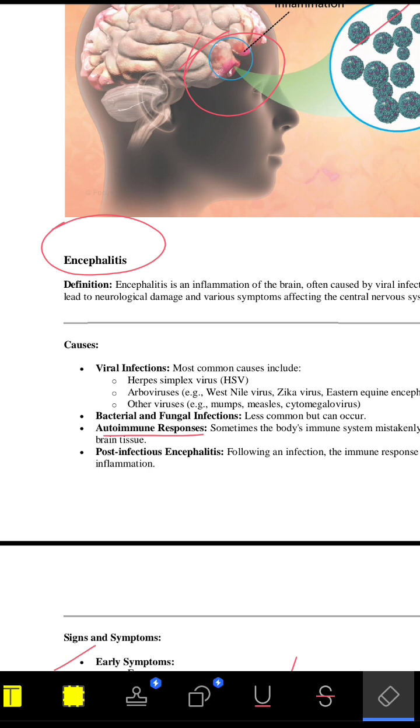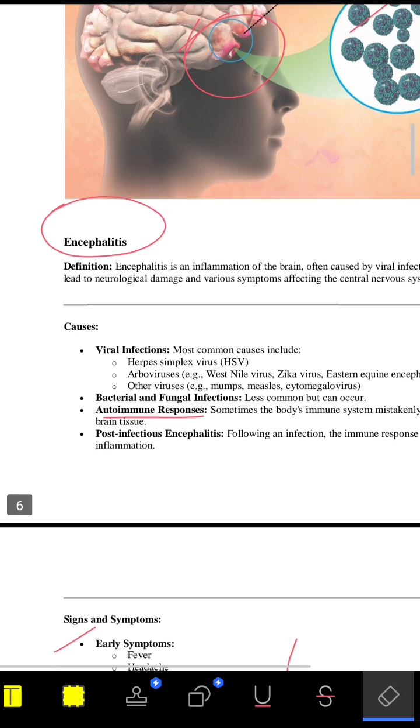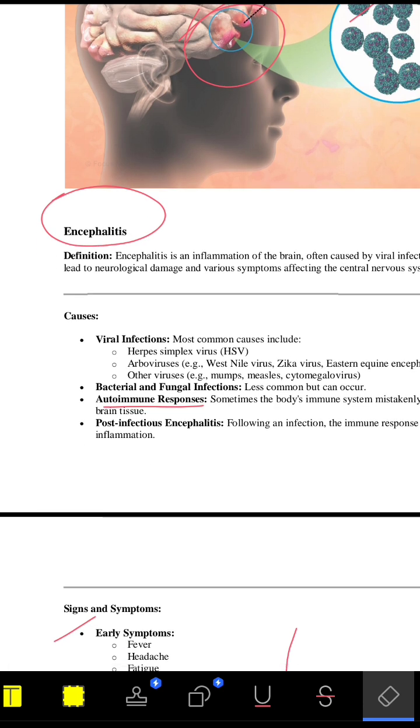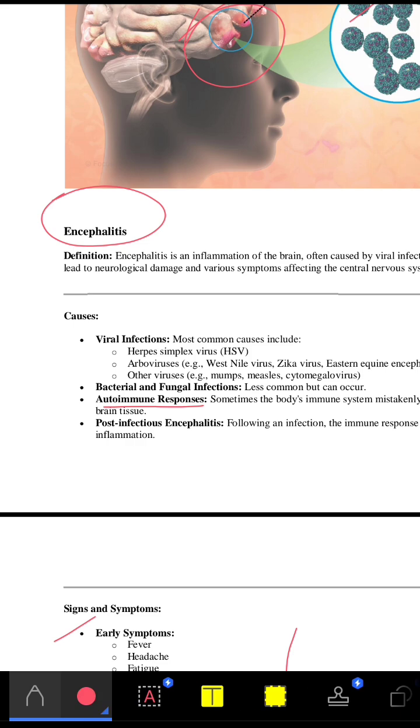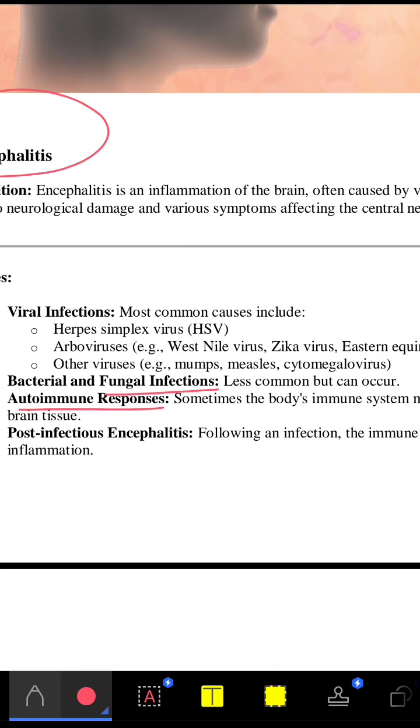Bacterial infections such as streptococcus pneumoniae, Haemophilus influenzae, and fungal infections, for example cryptococcal meningitis.